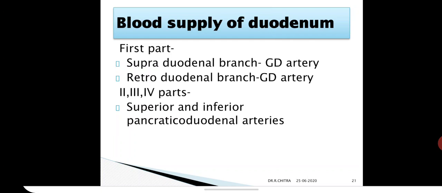Sometimes infraduodenal branch of right gastroepiploic artery also supplies the lower margin of the first part. So remaining will be supplied by the superior and inferior pancreaticoduodenal arteries. The superior pancreaticoduodenal artery is the branch of, again, this gastroduodenal artery only. Inferior pancreaticoduodenal artery is the branch of superior mesenteric artery. It is the first branch of superior mesenteric artery.